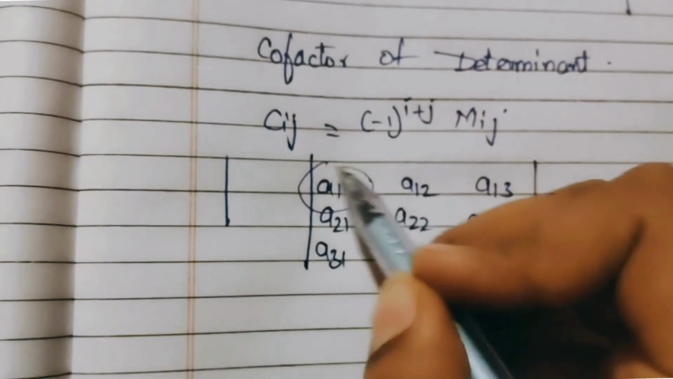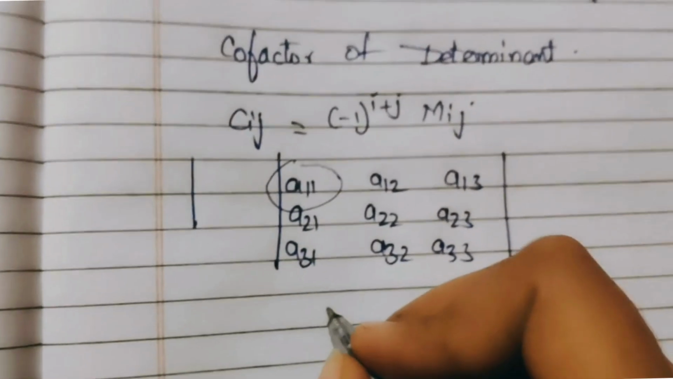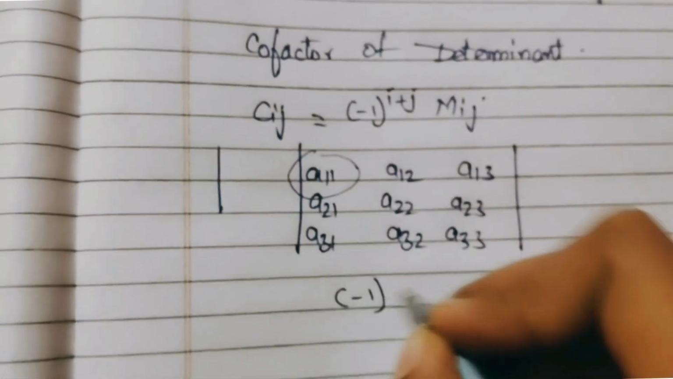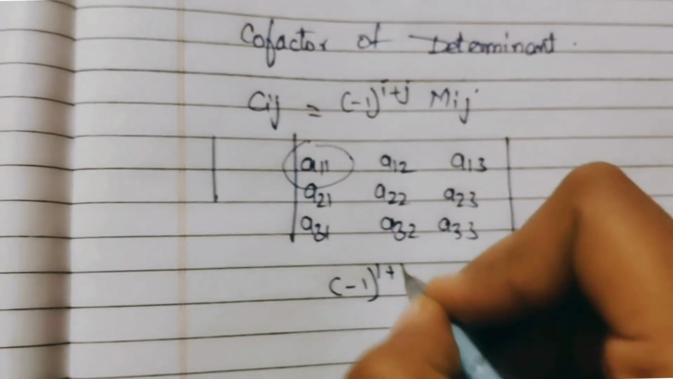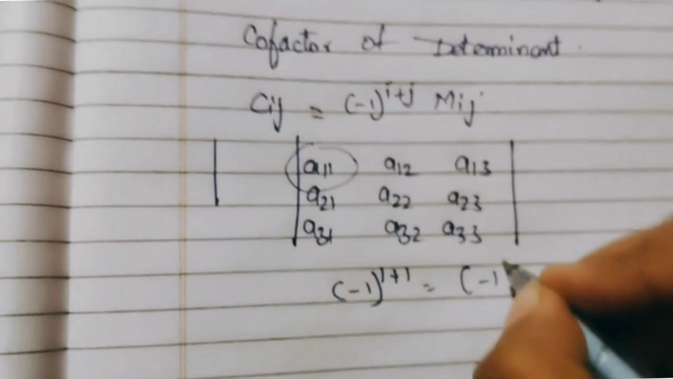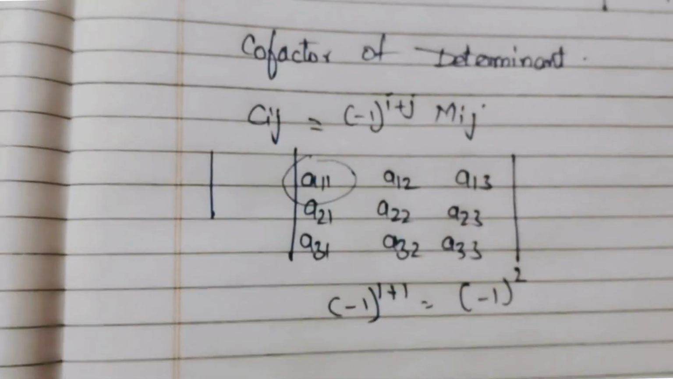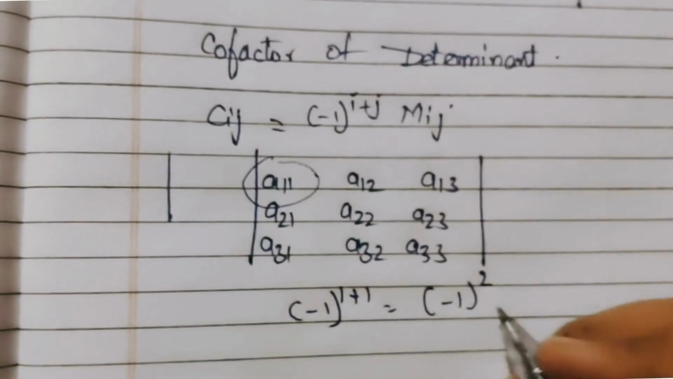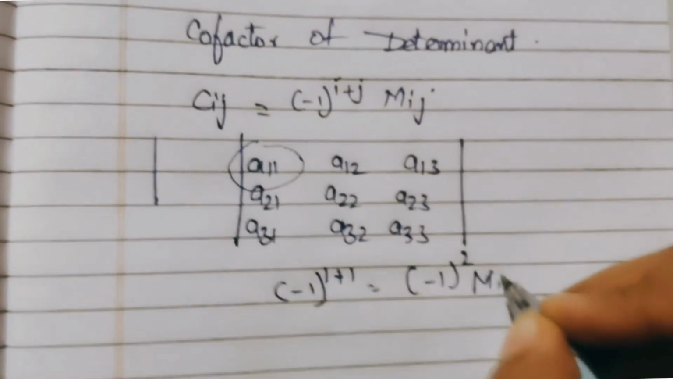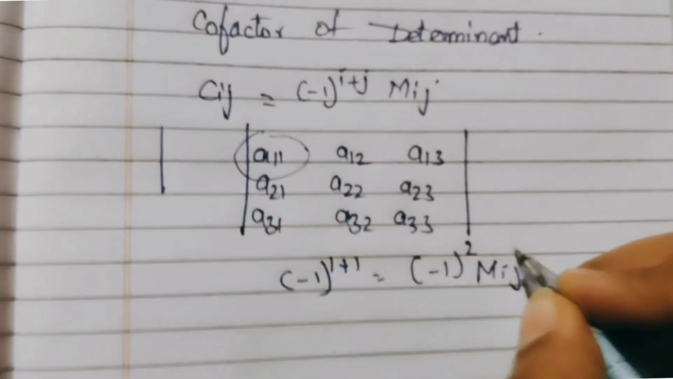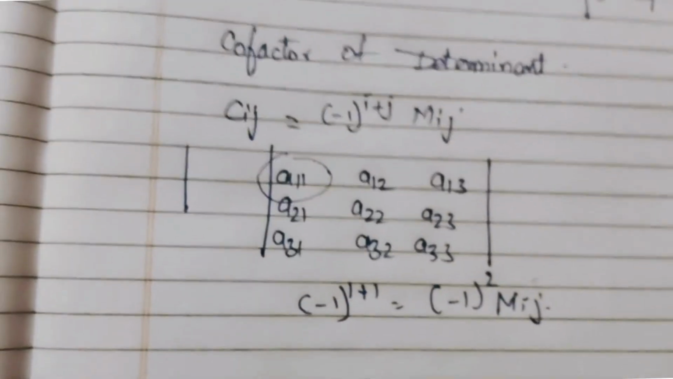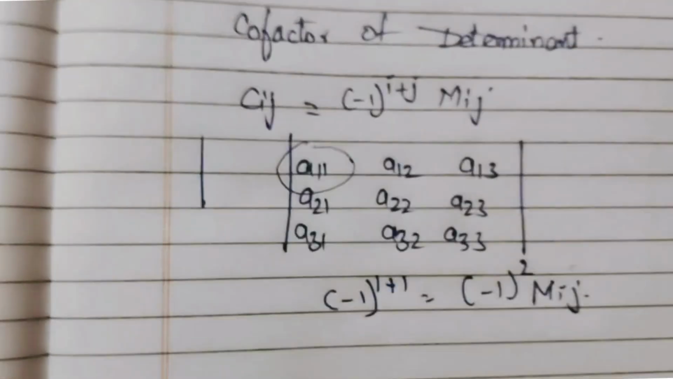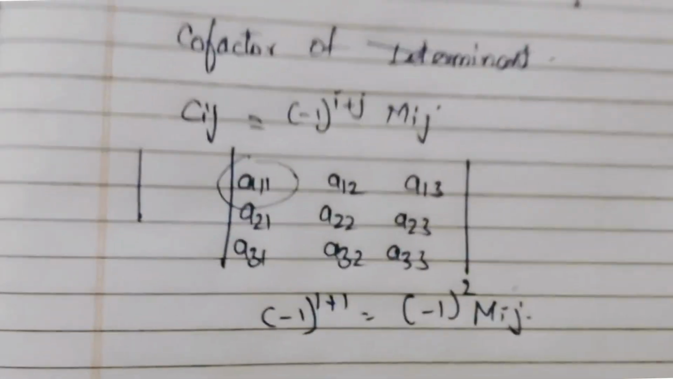This is the column. So the cofactor will be (-1) to the power 1 plus 1, that's equal to -1 to the power 2. And with Mij, here the minor we find, its value will come here. We have to solve this like this. For every column we have to do this method, but there is one more twist in the question.